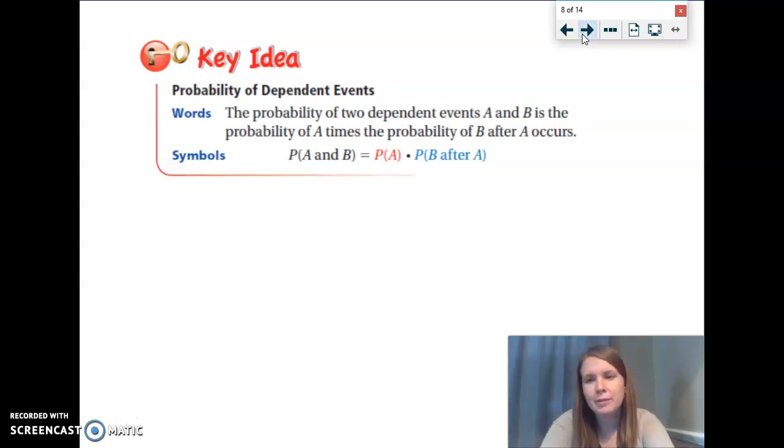So now we're going to talk about dependent events. The probability of 2 dependent events, A and B, is the probability of A times the probability of B after A occurs. This is where it gets a little tricky, and you have to understand which are independent and which are dependent events. So we're going to take a look at what a dependent event is, some examples of them, and how we solve them.